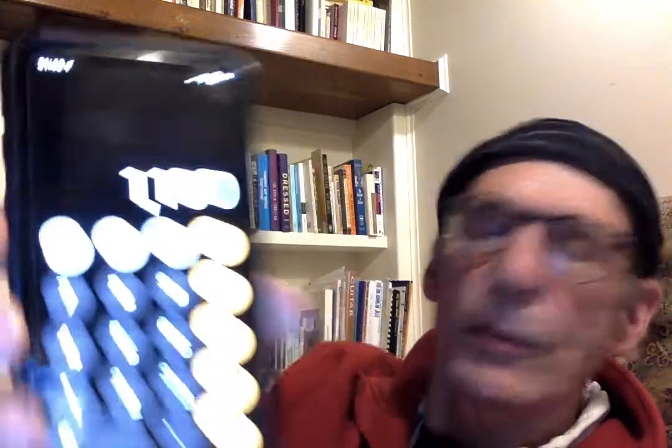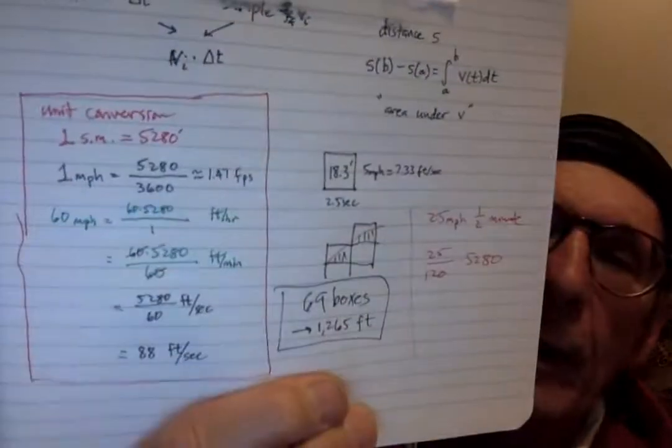So we're looking at 25 over 120 times 5,280, and let's find out. 25 times 5,280 divided by 120 comes out to be 1,100. So if you just subdivide into one piece, you might get an estimate of around 1,100. And if you're more careful, you'll get an estimate of 1,265. So they're in the same ballpark.